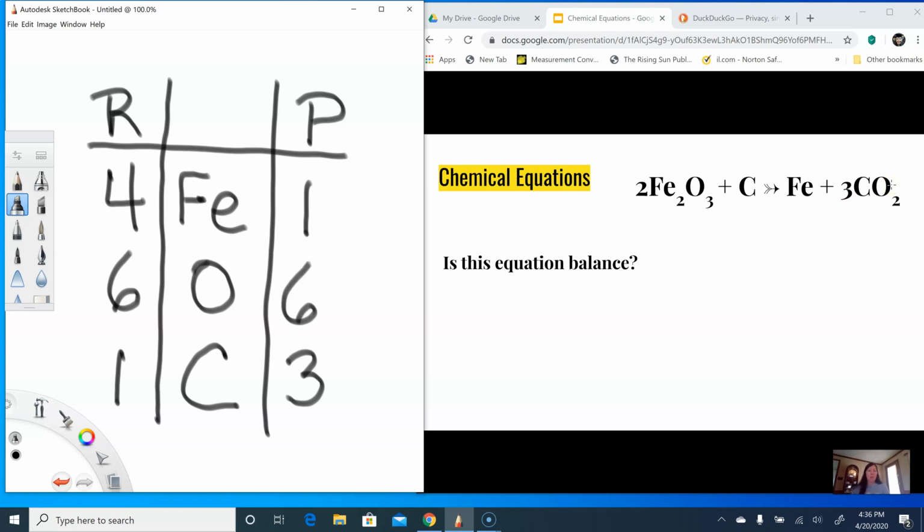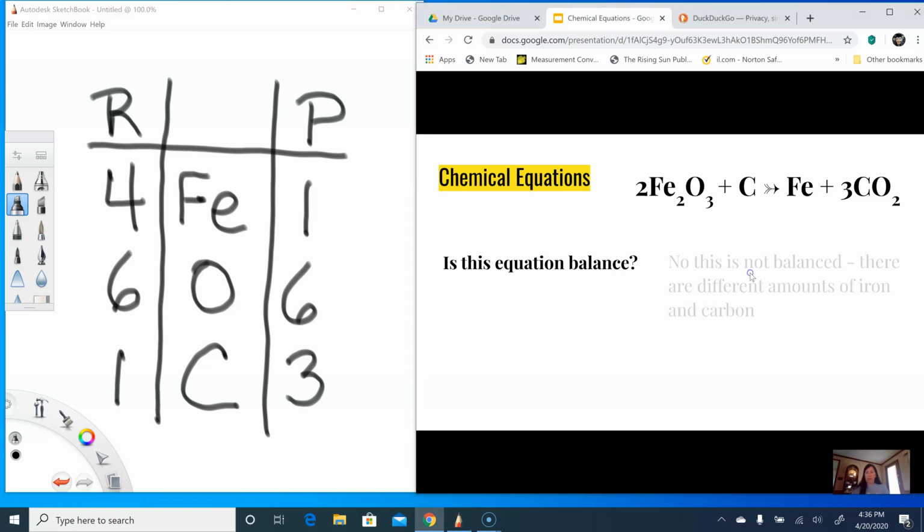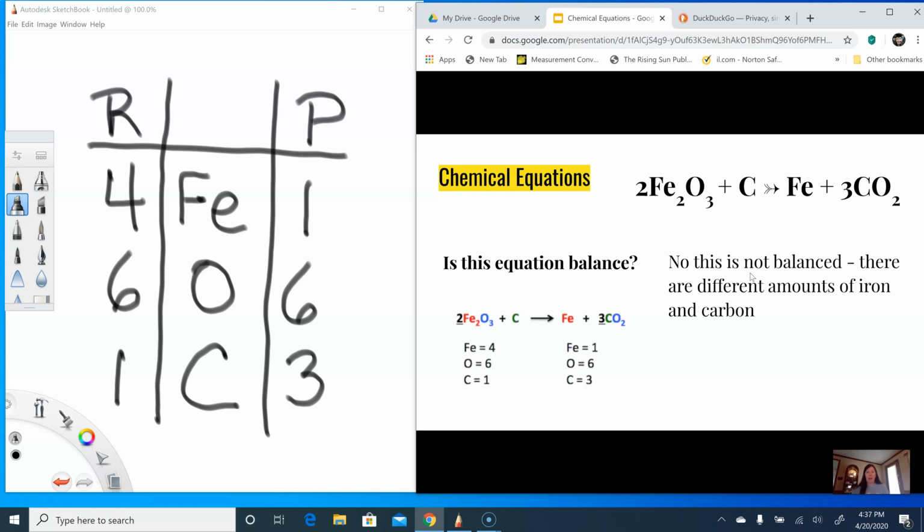So our oxygen's balanced, but our iron and our carbon are not. So if you were to look at it like a seesaw, you have 11 atoms on one side and 10 on the other. All right, so this one is not balanced, and there you go.